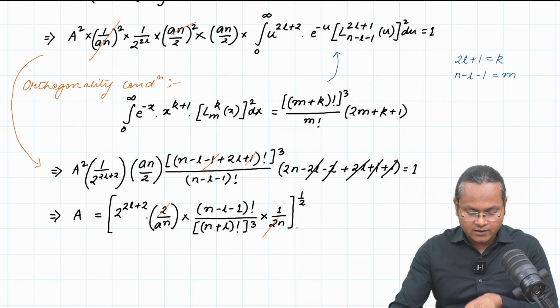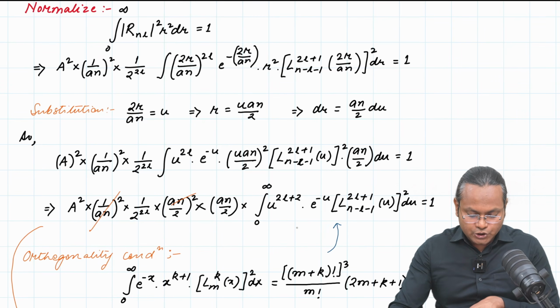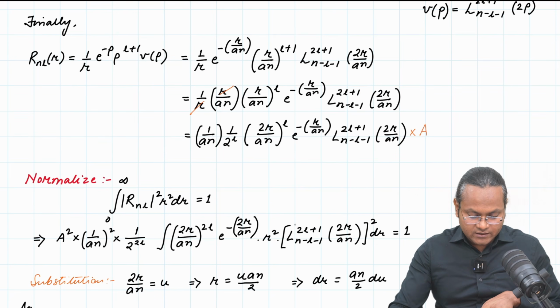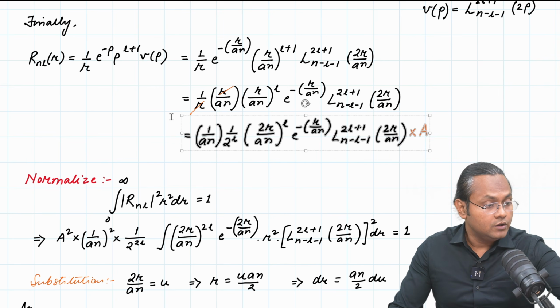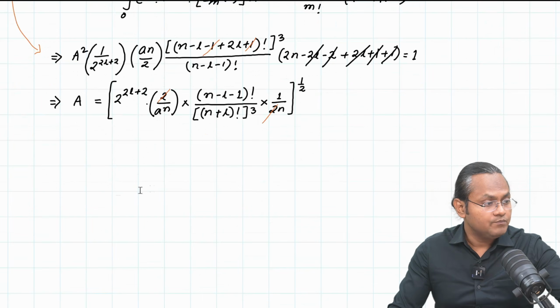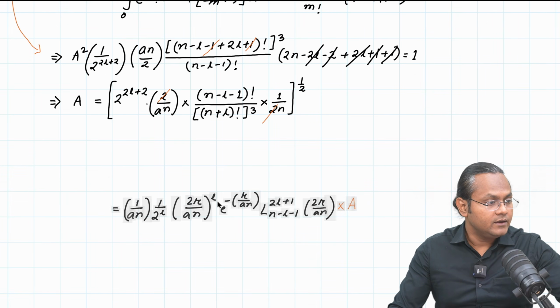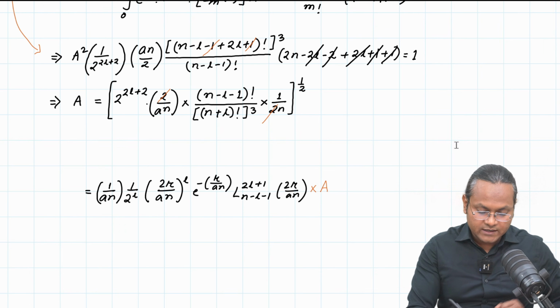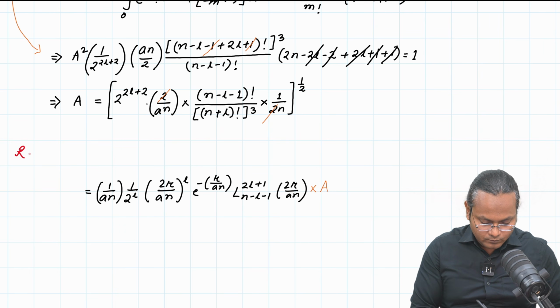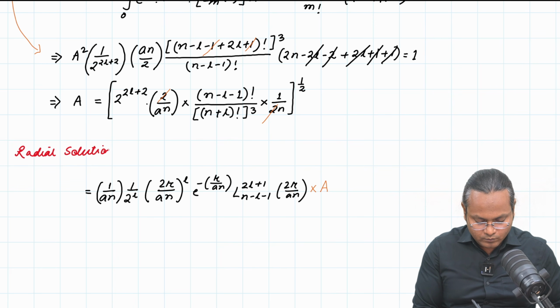That I have written here in this particular manner. And if I substitute this back into our equation, which is basically the radial solution equation, which is this one, then I think I should get an appropriate term for the final solution. Okay, so finally we have the radial solution, which is R_nl of r.